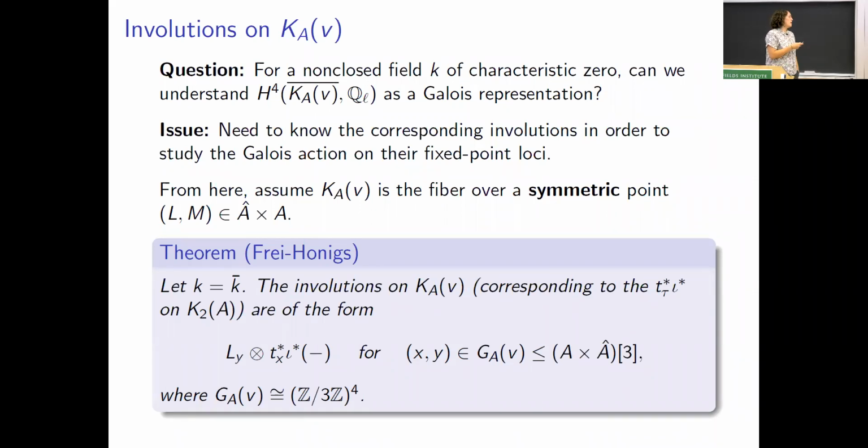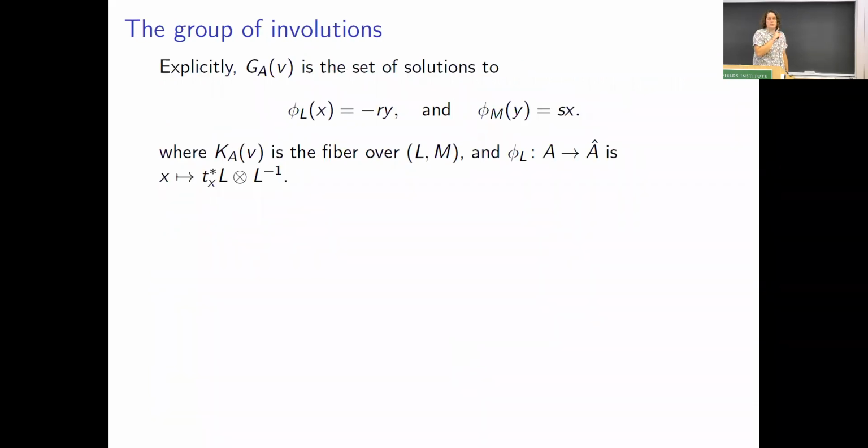So x and y are points in the 3 torsion of A cross A hat. And L sub y means I'm thinking of my point y in A hat, as A hat is Pic naught, so these are degree 0 line bundles, and I take the corresponding degree 0 line bundle. So I get 81 of these, but they now correspond to this subgroup G_A of V inside this 3 torsion. Are there questions so far?